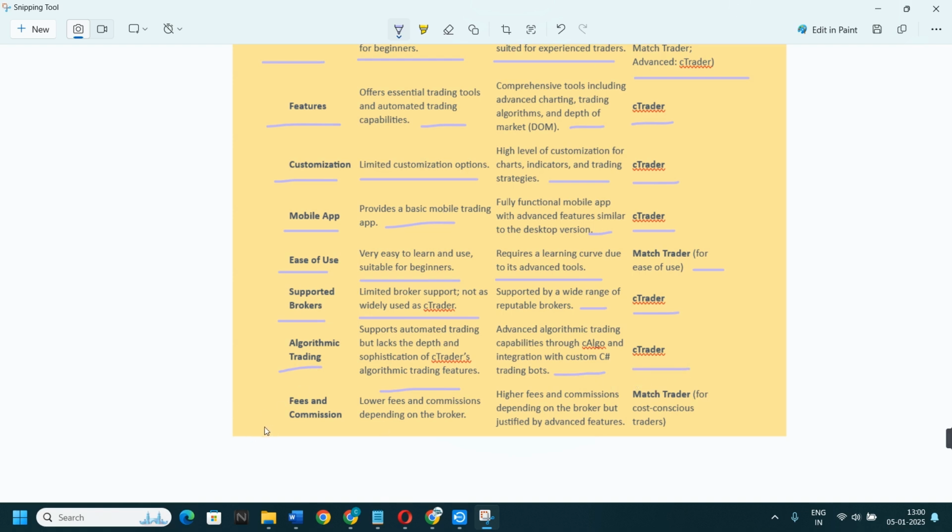cTrader provided lower fees and commission depending on the broker, and cTrader provided higher fees and commission depending on the broker but justified by advanced features. So cTrader is better for cost-conscious traders.